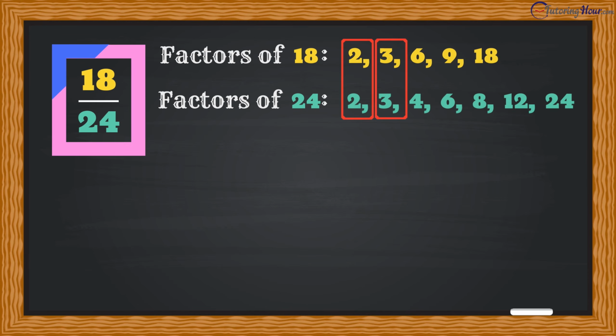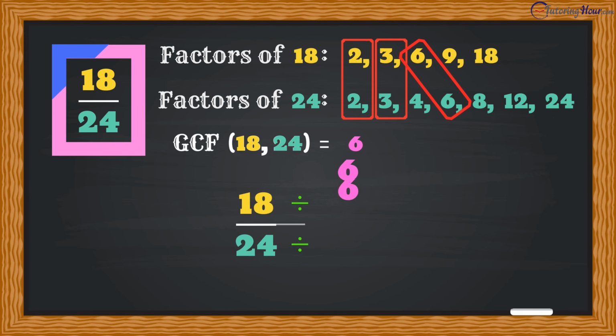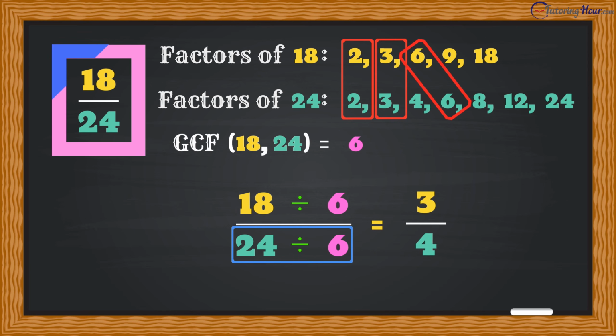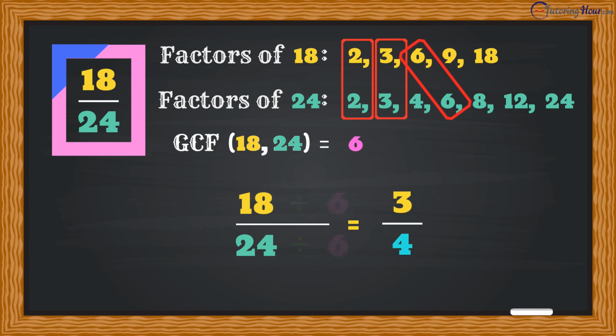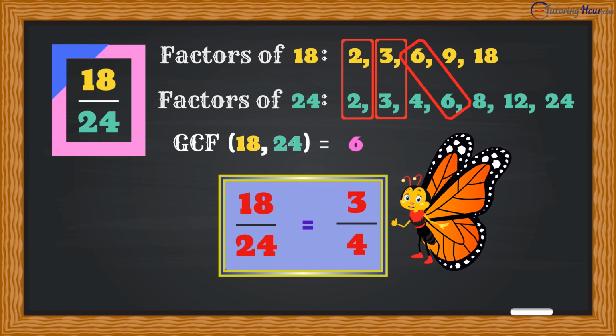The factors 2, 3, and 6 are common to both lists. However, the greatest common factor is 6. Hence, we will divide both the numerator and the denominator by 6. So 18 divided by 6 is 3, and 24 divided by 6 is 4. So our reduced fraction is 3/4. Now that's what we call simplifying. Looks like we have totally nailed it, and in a jiffy.